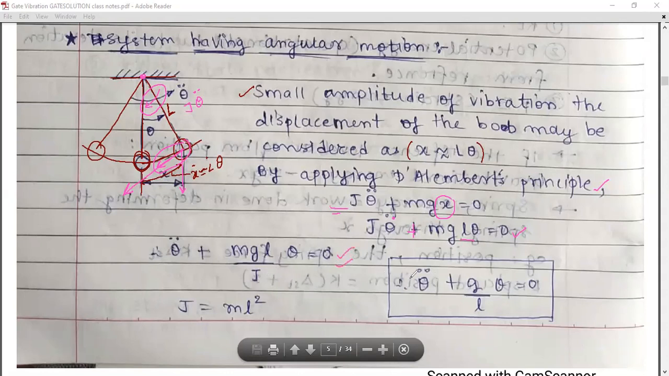And when you are comparing this with the simple harmonic motion, you can find that if J, the moment of inertia, is mL square, then J can be replaced as mL square. Then m cancels out, L square can be cancelled, and it should be written as g by L. So the required equation is theta double dot plus g by L theta equals 0. Comparing this with your SHM, omega n is equal to under root g by L. This is the natural frequency of this angular motion.